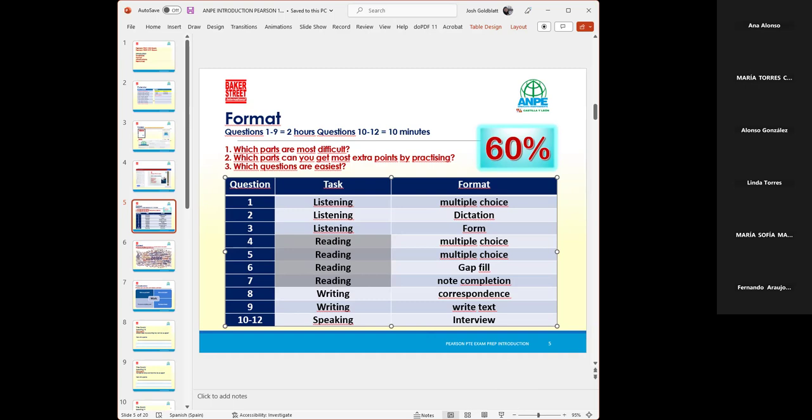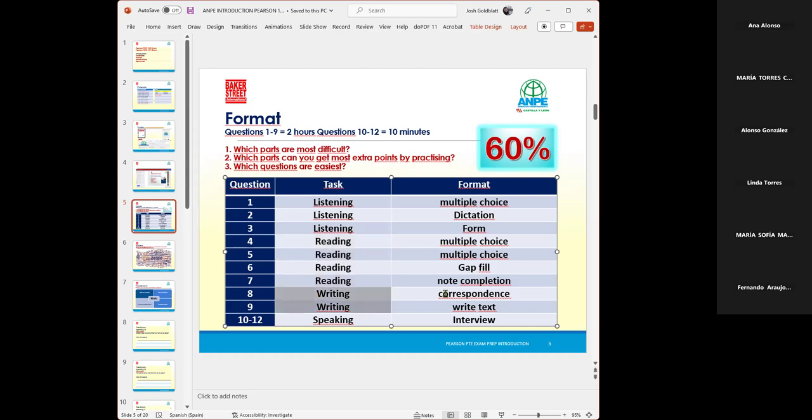In number 5, you have one text and then you have to choose 5 questions, okay, about the text. Number 6, you have a gap fill. So you have a text and you must look and decide how to finish the sentences. You have to complete the sentences. Okay, so that's the reading. For the reading, you have about 40 minutes.